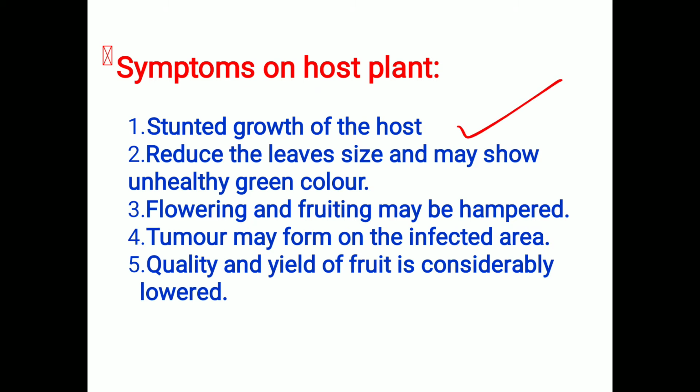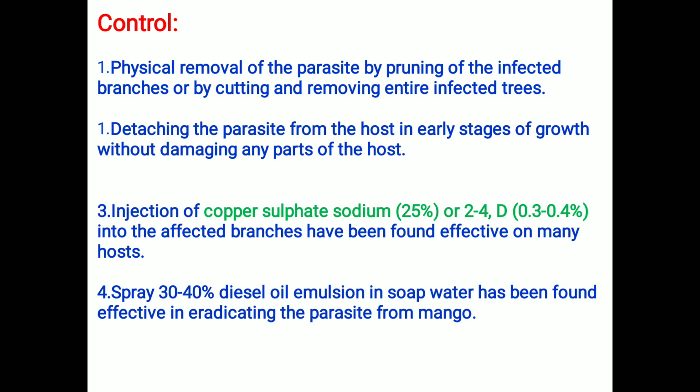Next, it reduces the size of the leaves. Unhealthy green color, that is, the green color changes into yellow due to the attack of haustoria. Next, flowering and fruiting may be hampered. Next, when infestation by the seeds of Loranthus takes place, a tumor-like structure is observed on the stem, and the quality and yield of the fruit is also reduced. So these are the symptoms of Loranthus. Then how do we control it? Simply, we have to remove the infected part of the plant from the point of infection.